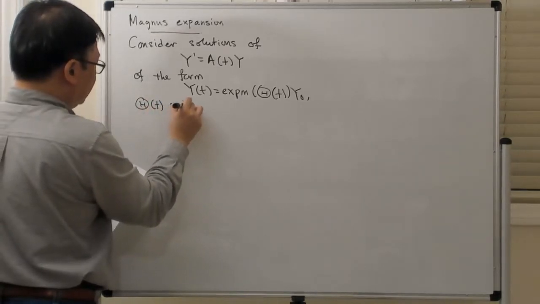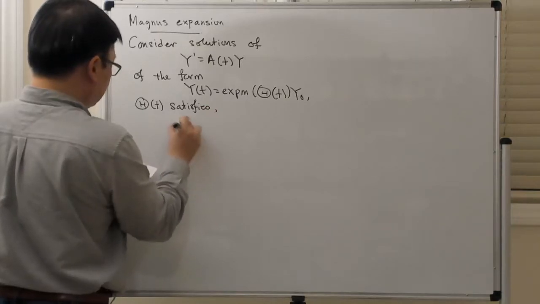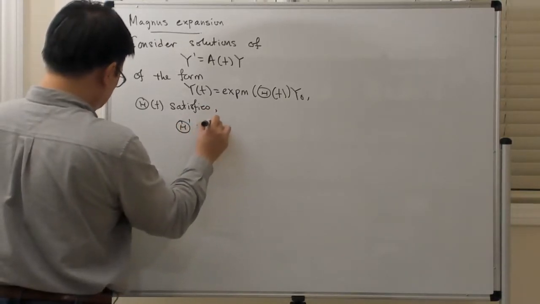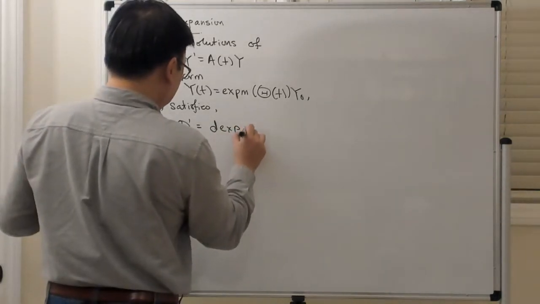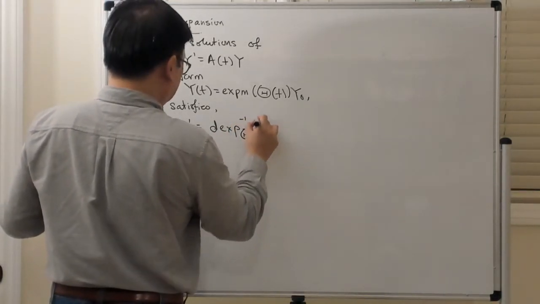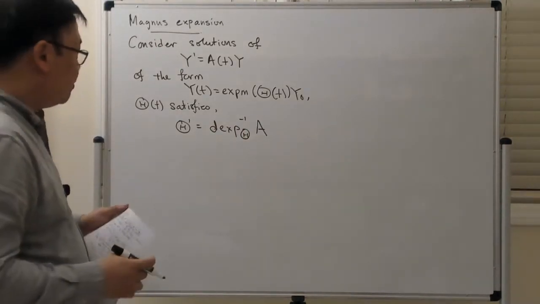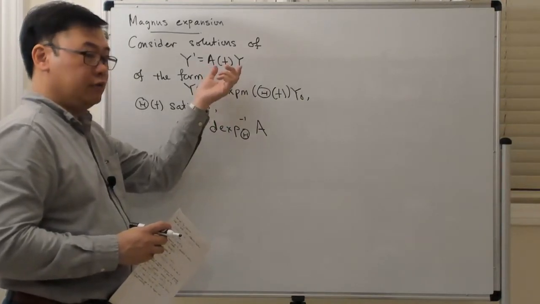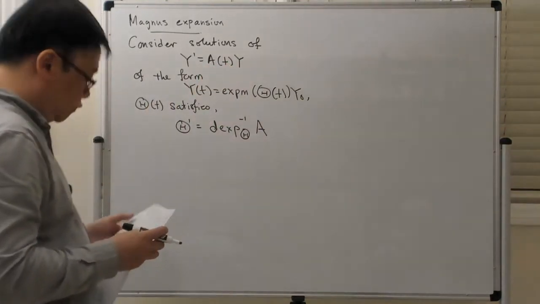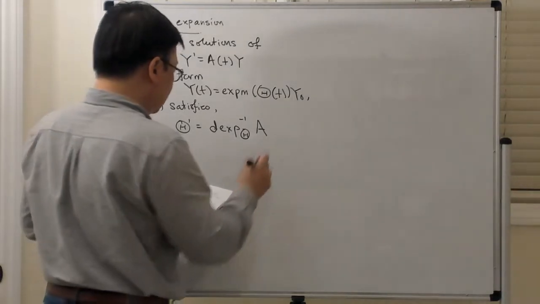satisfies the following equation. Okay, so theta prime is equal to dexp theta inverse applied to A, right? So this dexp inverse map is what pulls back the vector field from the group, back to the algebra, if you will. Okay, and then there is an explicit expression for this.